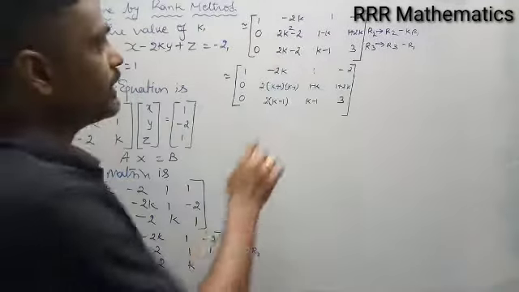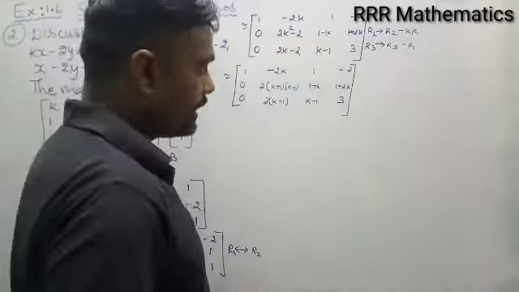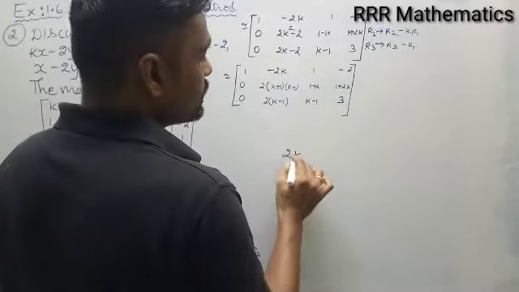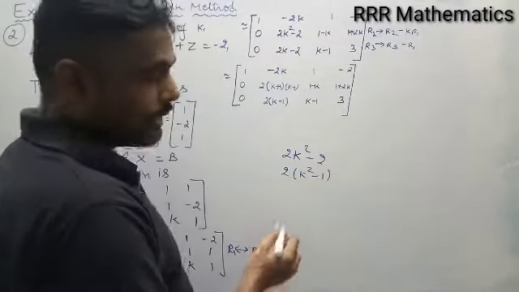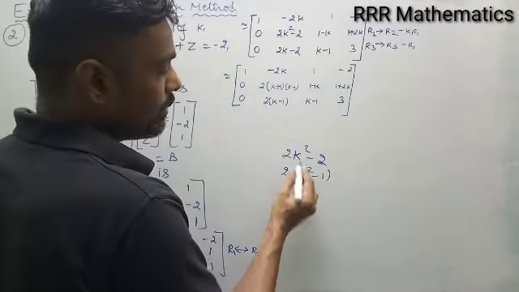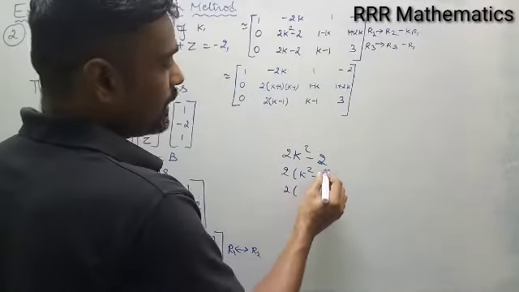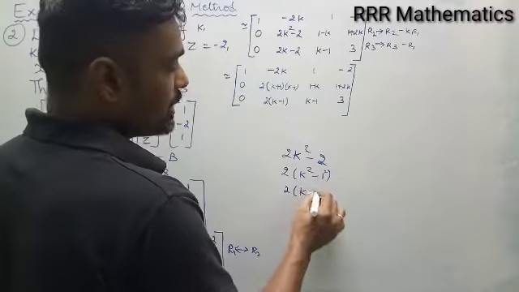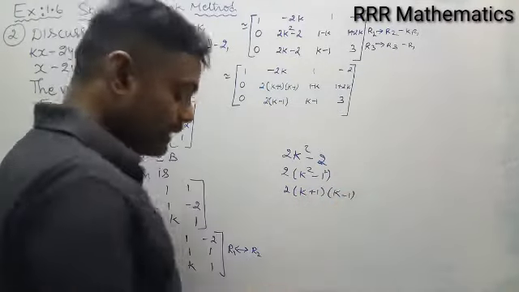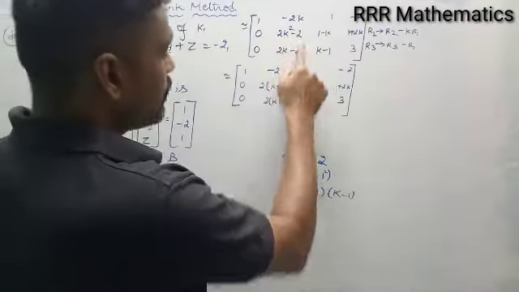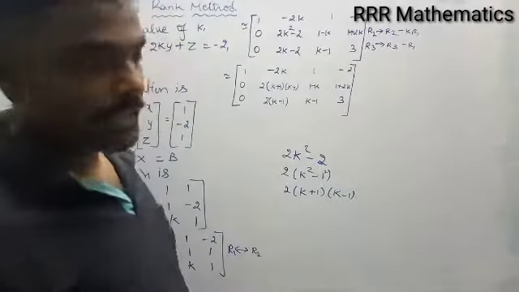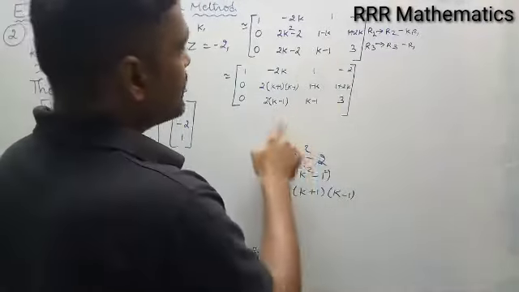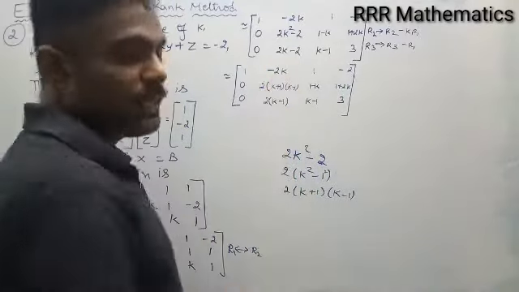What I am doing here? I will take 2 common. I have here 2k square minus 2. I will take 2 common, it will be k square minus 1. I can write this as a square minus b square, that is a plus b into a minus b. So in this case, this 2k square minus 2 can be written as 2 times k plus 1 into k minus 1, and the remaining as it is. Here I am taking 2 as common, k minus 1.